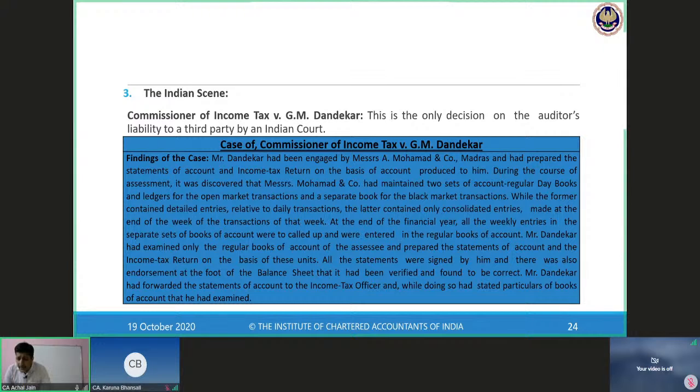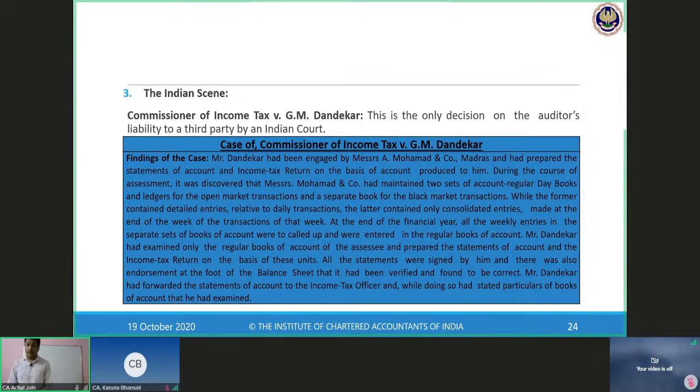Mr. Dandekar had been engaged by Messrs. A. Mohammed and Company, Madras, and had prepared the statements of account and income tax return on the basis of accounts which were produced to him. During the course of assessment, it was discovered that Mohammed and Company had maintained two sets of accounts: the regular day books and ledgers for the open market transactions, and a separate book for the black market transactions. While the former contained detailed entries relative to daily transactions, the latter contained only consolidated entries made at the end of the week for the transactions of that week. At the end of the financial year, all the weekly entries in the separate set of books were to be totaled up and entered in the regular books of accounts.